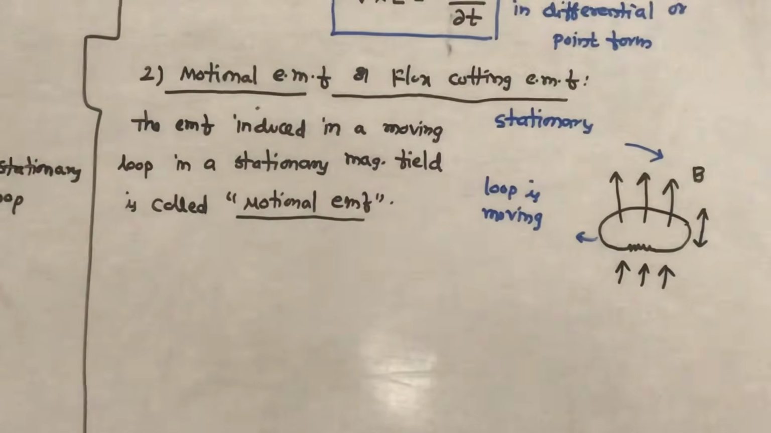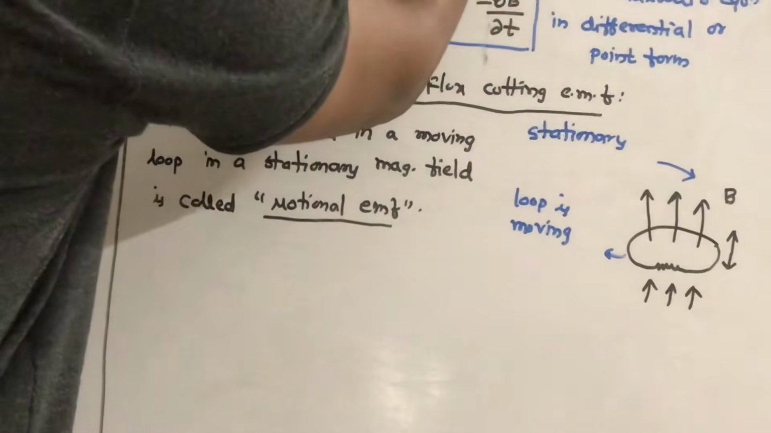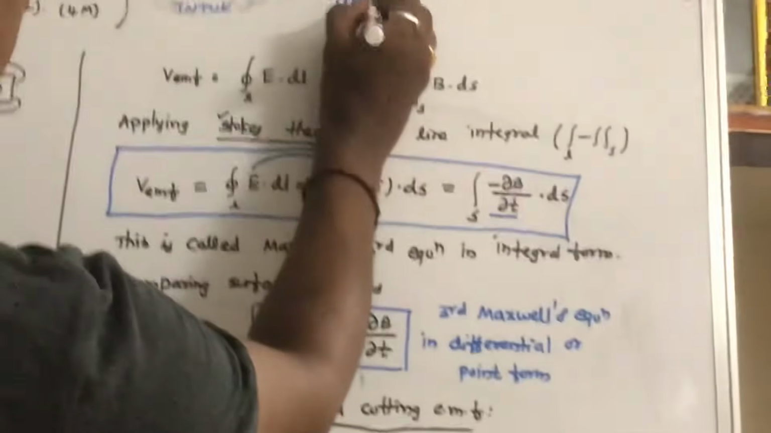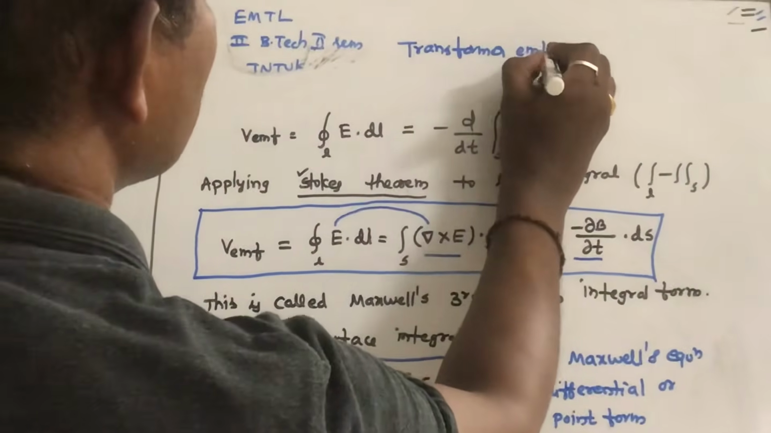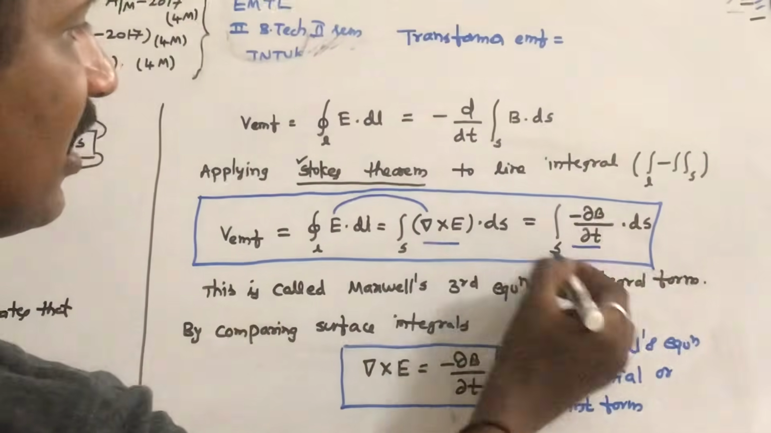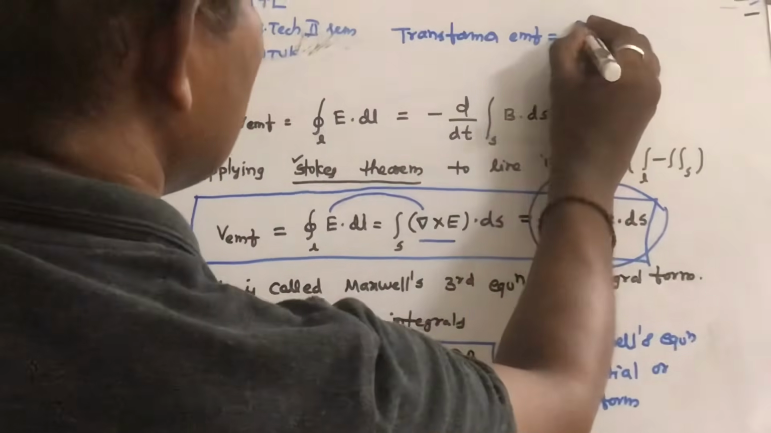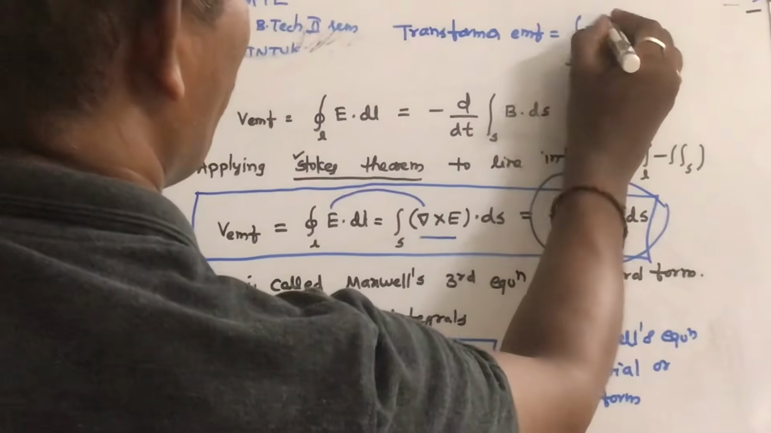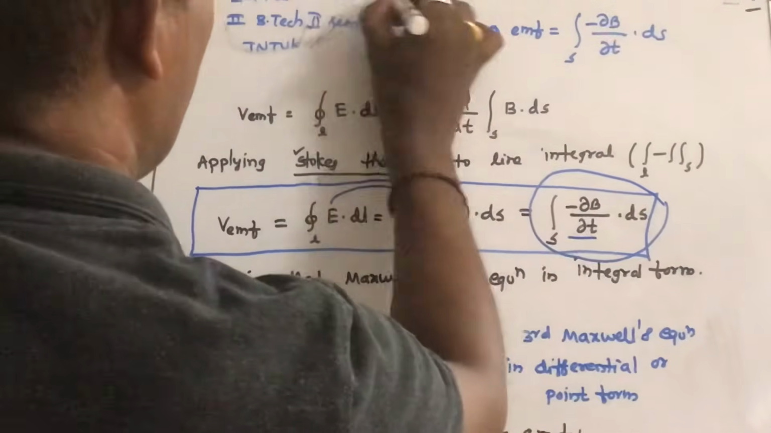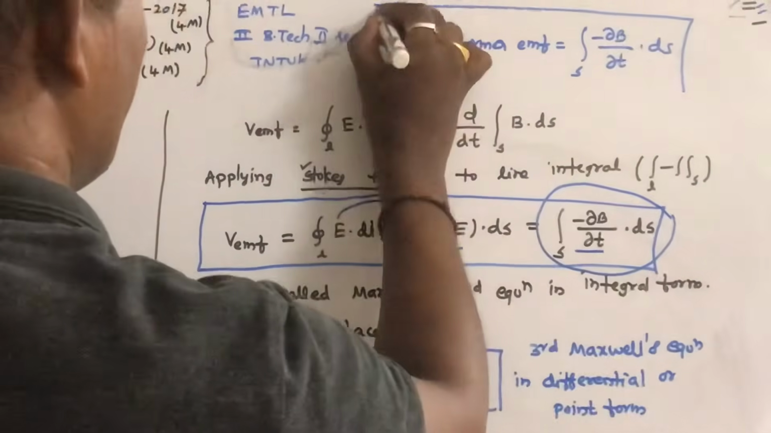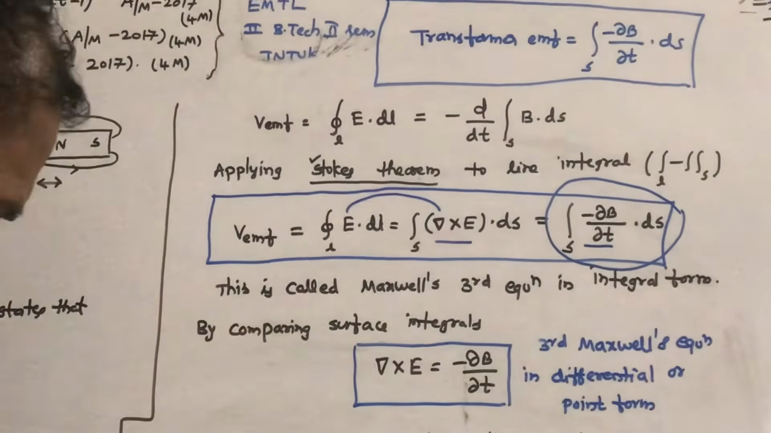So here we write one point. When solving problems, the transformer EMF formula is this formula: surface integration of minus dou B by dou t dot ds. We use this formula when finding transformer EMF. Very, very important formula. You remember this formula, very simple.